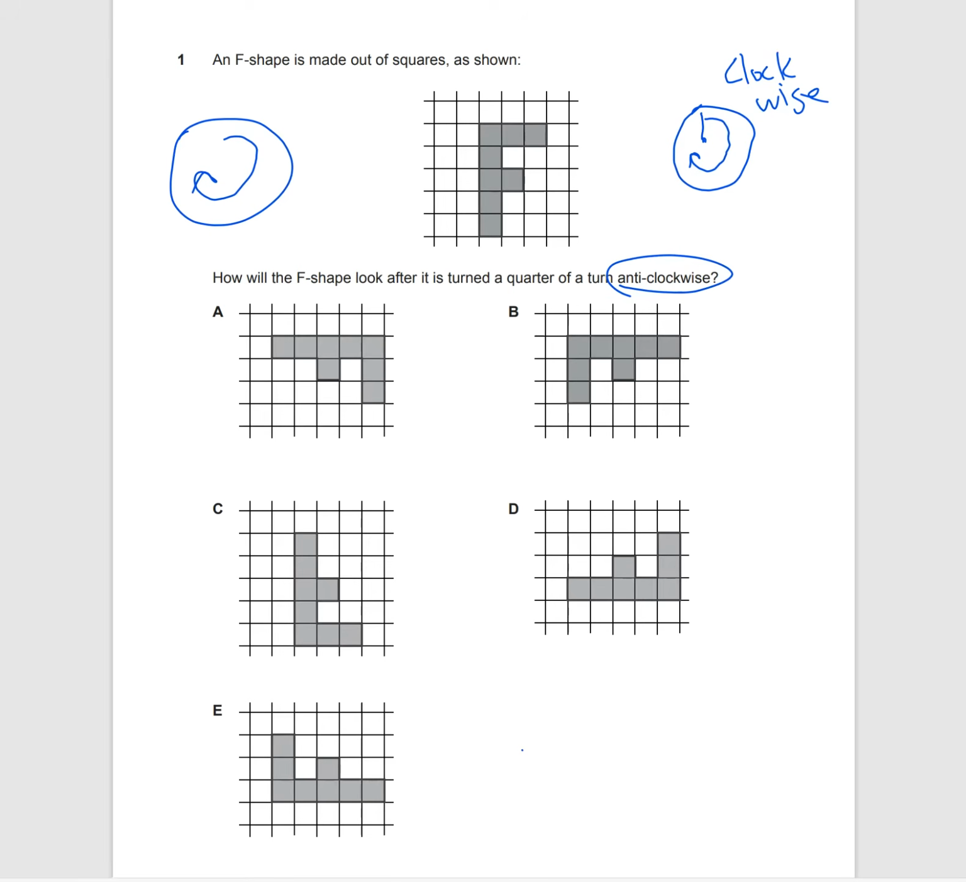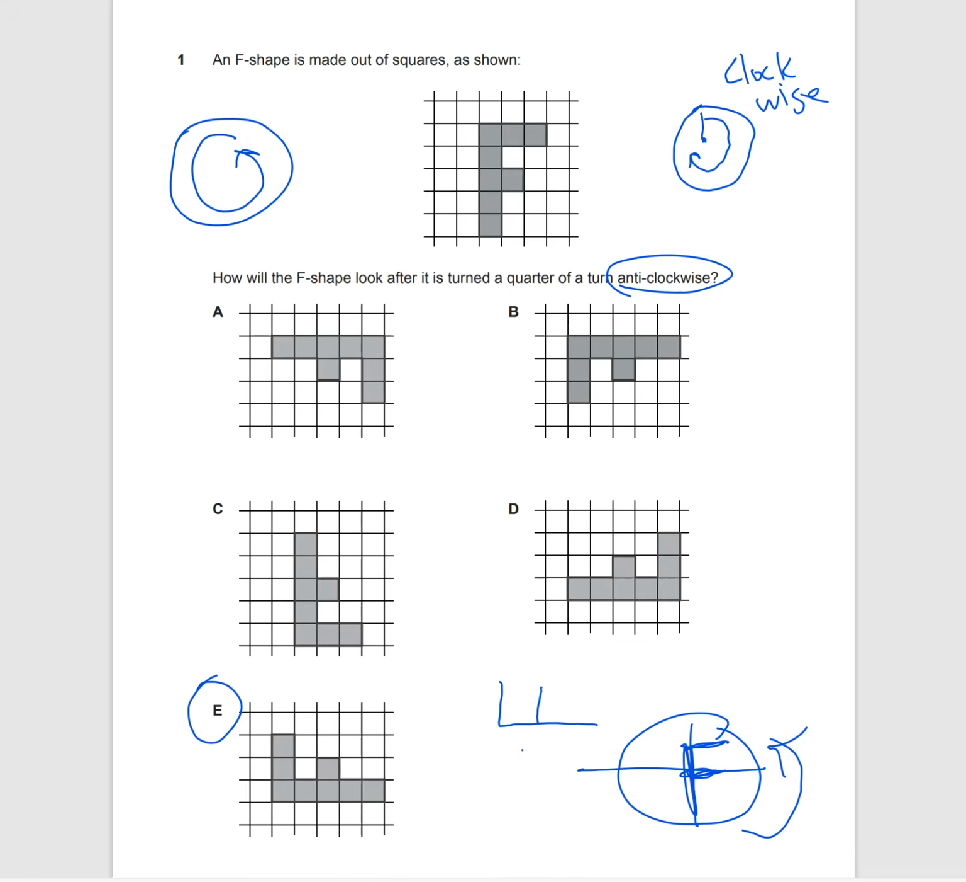So we want to turn it a quarter turn. So if you think about a clock, it's currently facing like this, the F shape. So we're going to turn it this way, anti-clockwise, and we're only going to turn it a quarter. So then when we turn it a quarter, it should be facing lying down on its long side like that, and that looks like option E.